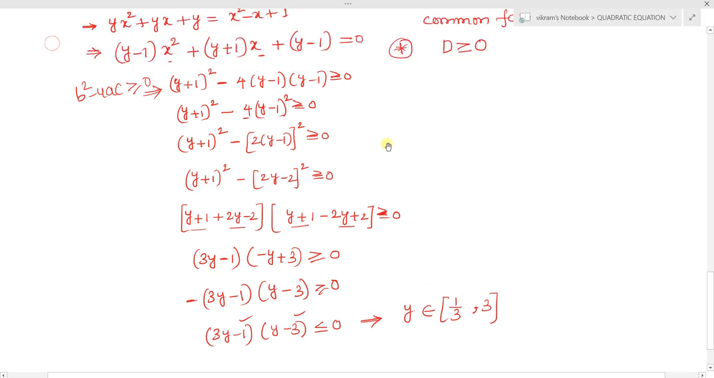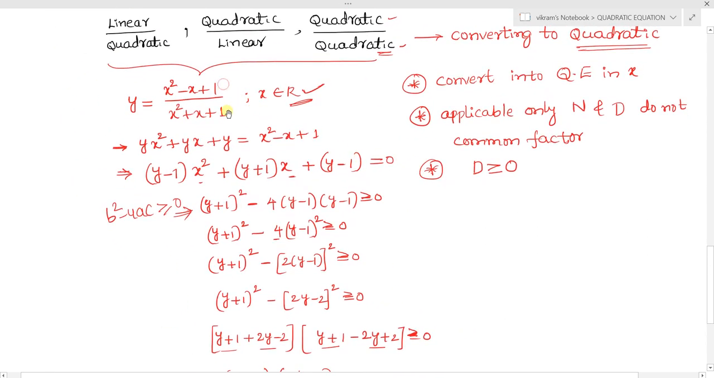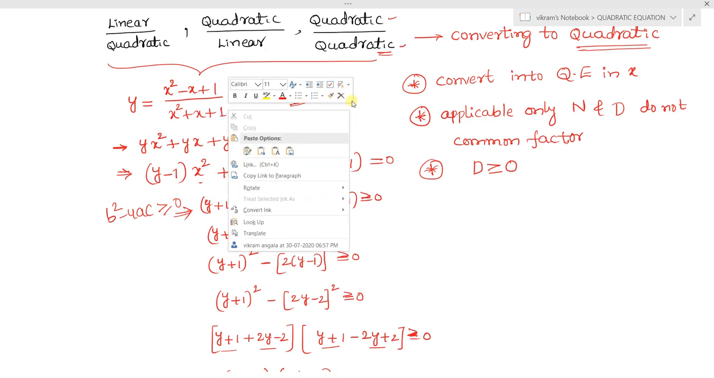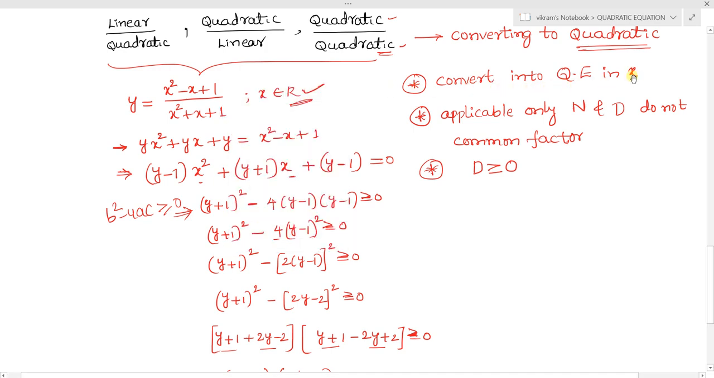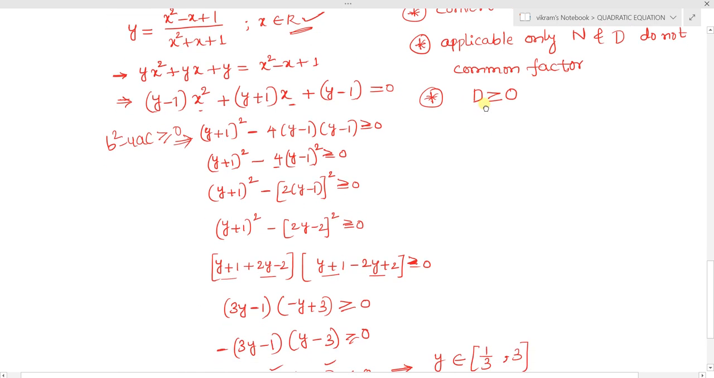If any function is in the form of a quadratic expression by a quadratic expression, we need to convert the given function into a quadratic equation in variable x. We need to check that the numerator and denominator do not have a common factor. Then x must be a real value, and the values of x are real only when the discriminant is greater than or equal to 0.